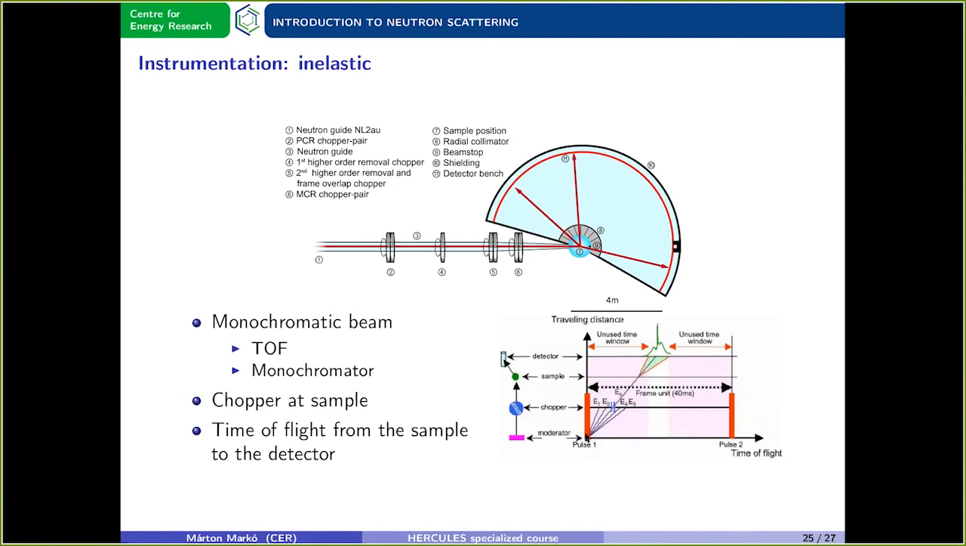That's a so-called TOF instrument. Here we have a monochromatic beam. We produce it with choppers. There is the sample here, and the sample scatters inelastically, so the neutron can come out faster or slower, and we are measuring this distribution as a function of time, and we convert it to a function of energy.